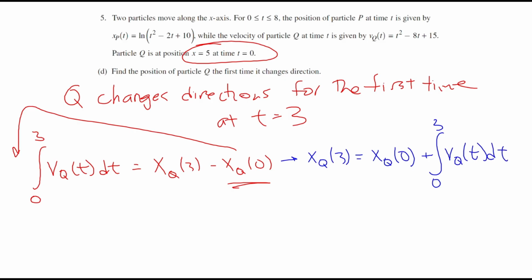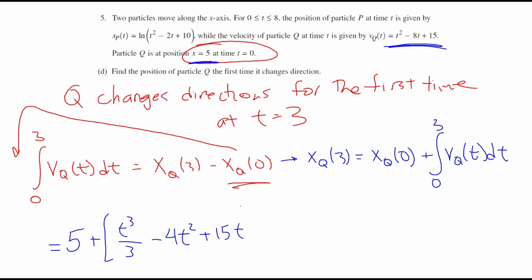And x sub q of 0 is 5, right? It's at a position of 5 at t equals 0. So we have 5 plus the integral from 0 to 3 of v sub q. Well, the integral of v sub q of t squared's integral is t cubed over 3. Minus 8t should go up to minus 8t squared, and you'll divide by 2 to get minus 4t squared. And then plus 15t. And of course, we want to integrate that from 0 to 3.